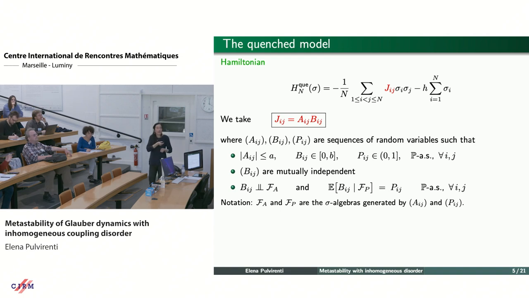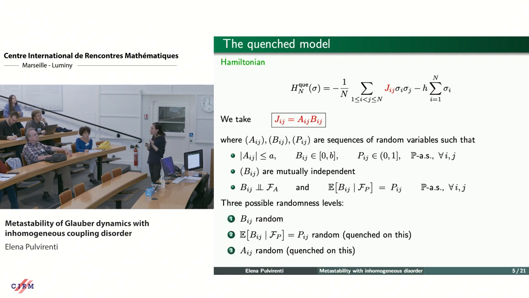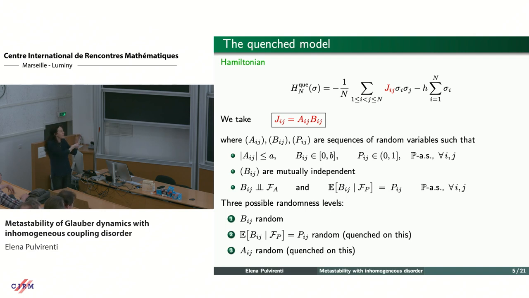Okay, and the expectation of the B variables is also random. So the expectations of the B_ij are some p_ij, which are also random variables between 0 and 1. Okay, so before telling you why we are interested in this kind of model, let me emphasize now what we have. We have three possible randomness levels. So one is the B_ij. The B_ij are random. Then their average is also random. Okay, all these averages are conditional averages with respect to a sigma algebra, but I know that the audience is very broad, so I'm not going to go into technical details, okay? I will skip these technical details. So their expectation is also random.